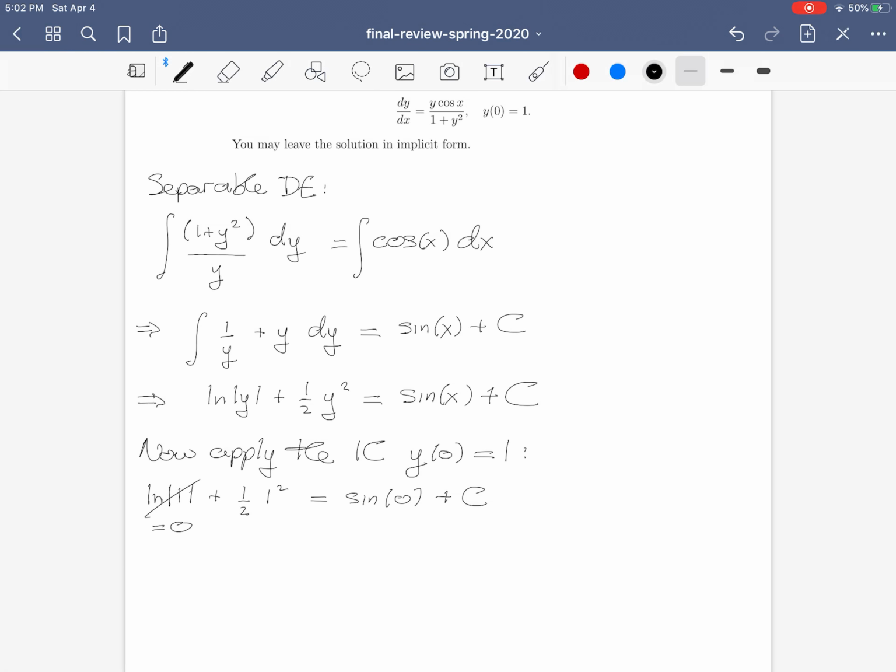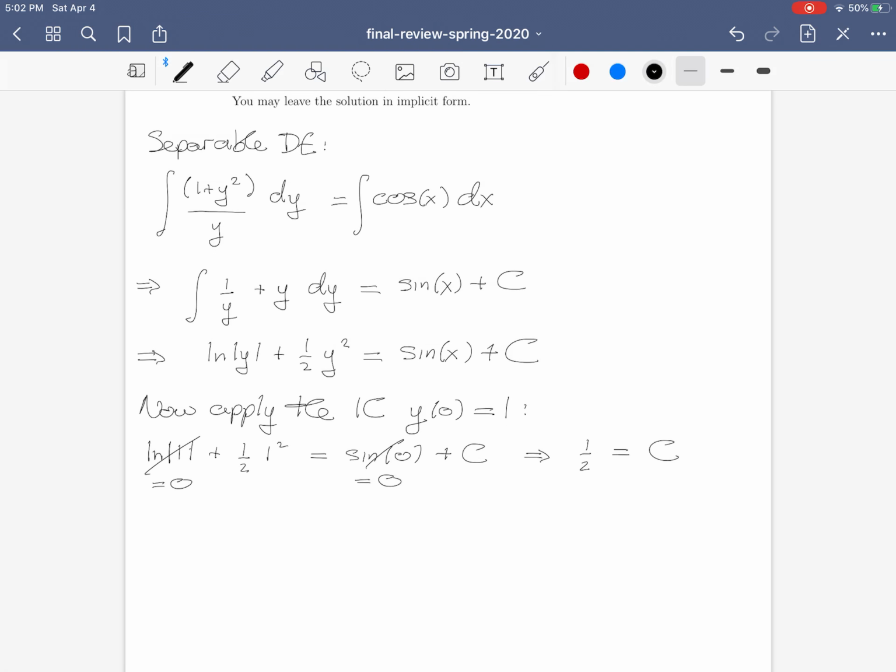Ln 1 is equal to 0, sine 0 is equal to 0. So this tells me that 1/2 is equal to c. Okay, so we've determined our constant. That's what the initial condition does for us. It determines the constant in the general solution of the differential equation.